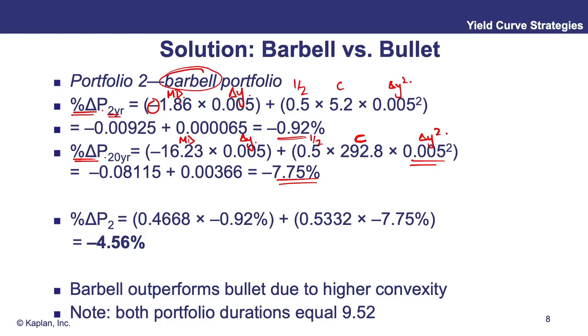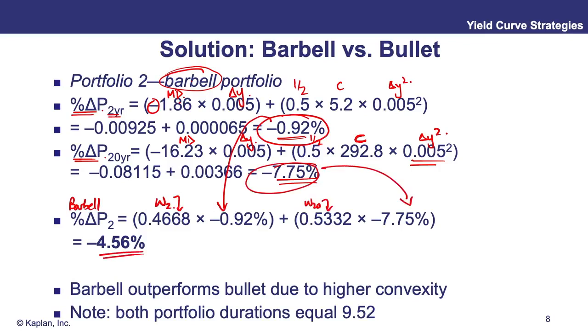Now, you might remember that the weight of the short-dated bond in our portfolio 2, the barbell, the weight of the 2-year bond was 46.68%. We can multiply that by the minus 0.92. And the weight of the 20-year bond was 53.32%, we can multiply that by the negative 7.75, and we come out at minus 4.56. Now the barbell, that's what the barbell's doing.